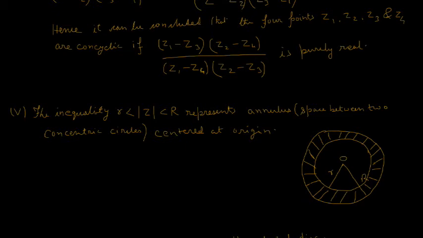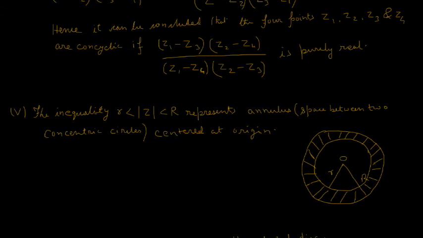Hence, it can be concluded that the 4 points z1, z2, z3 and z4 are concyclic if (z1 − z3)(z2 − z4) upon (z1 − z4)(z2 − z3) is purely real.